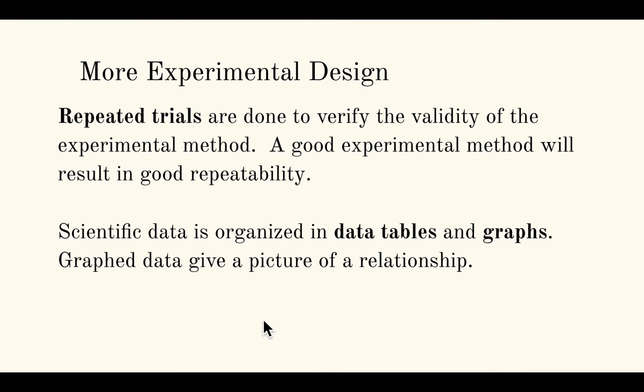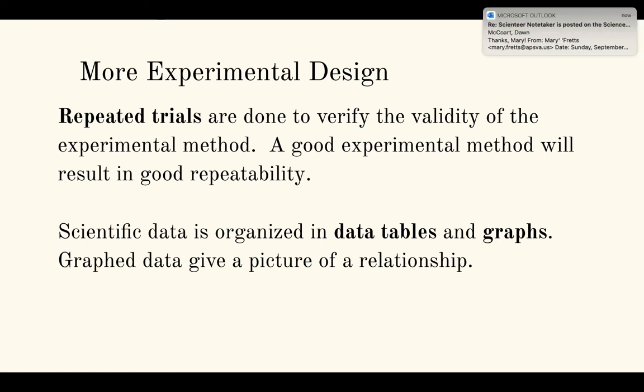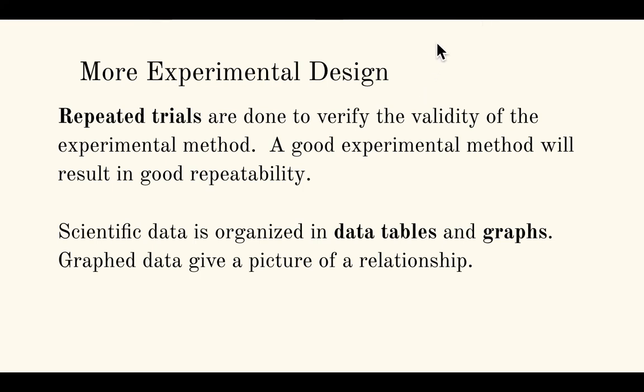Now a little bit more experimental design terms. We do repeated trials in all of our experiments, and repeated trials are done to verify the validity of the experimental method. A good experimental method will have good repeatability. And scientific data is organized in data tables and graphs, because graph data gives us a picture of a relationship between independent and dependent variables.